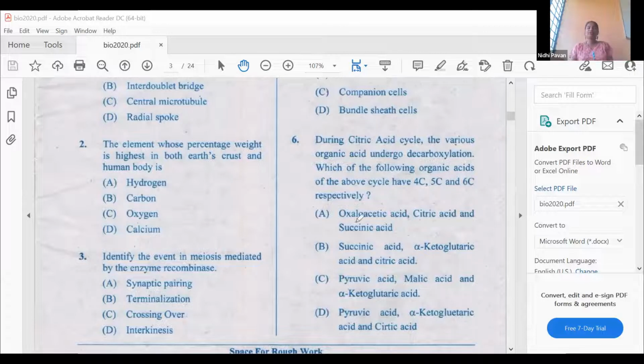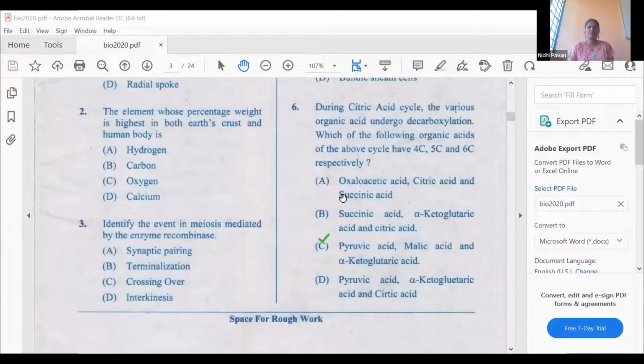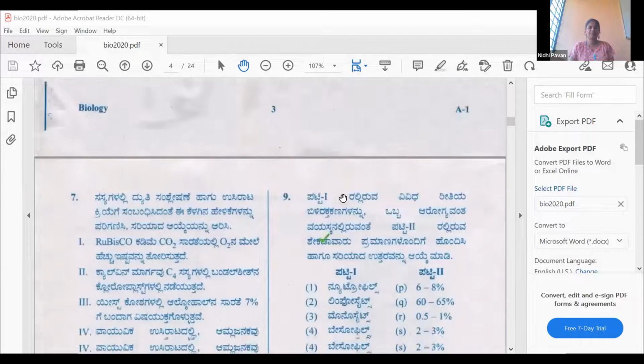So here, the right answer is option B, that is 4 carbon succinic acid, then 5 carbon alpha ketoglutaric acid, and 6 carbon is citric acid. So the right option is option B. Now, let us move to the next page.